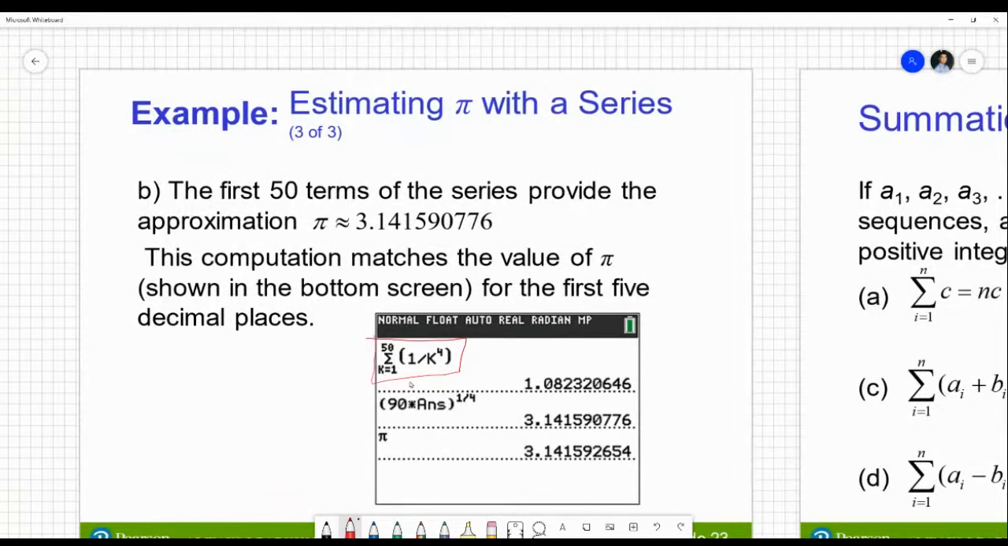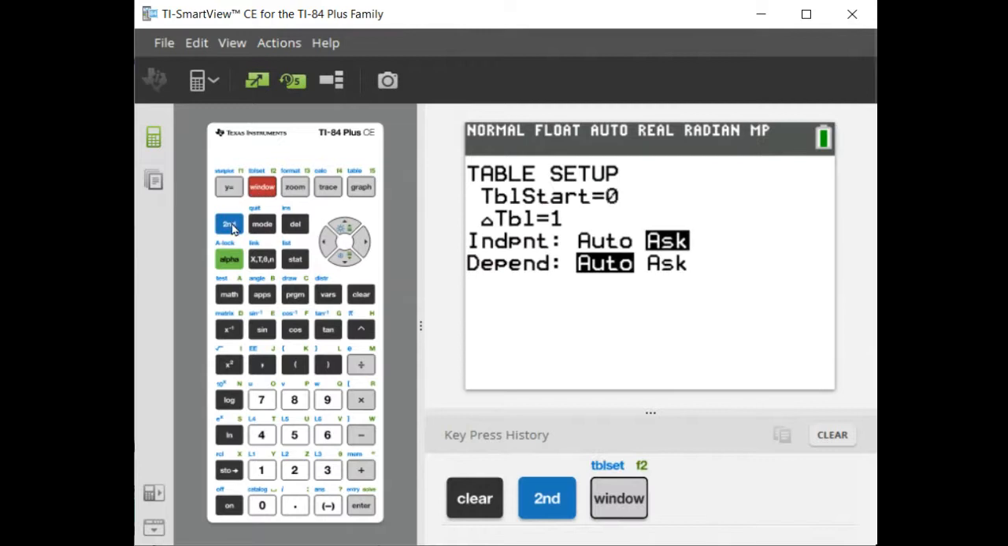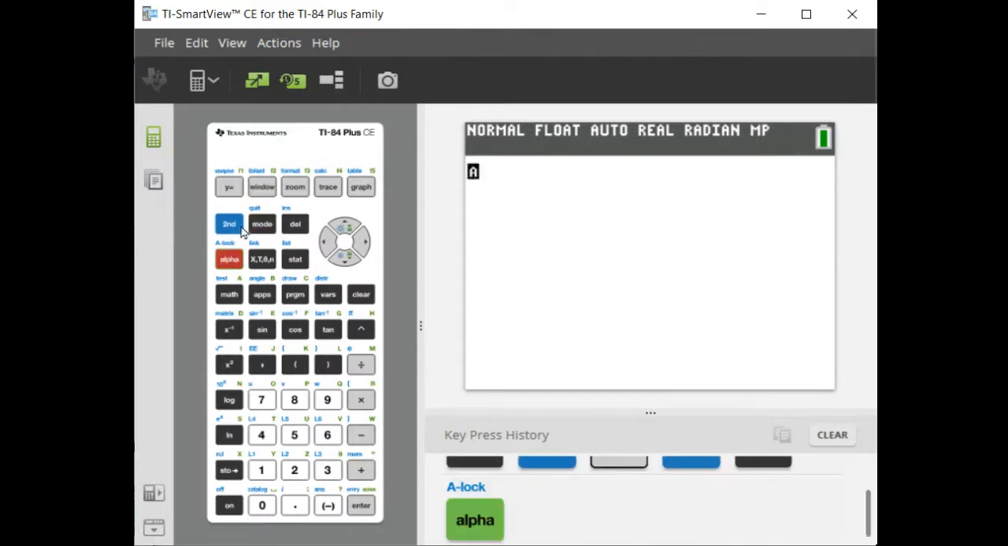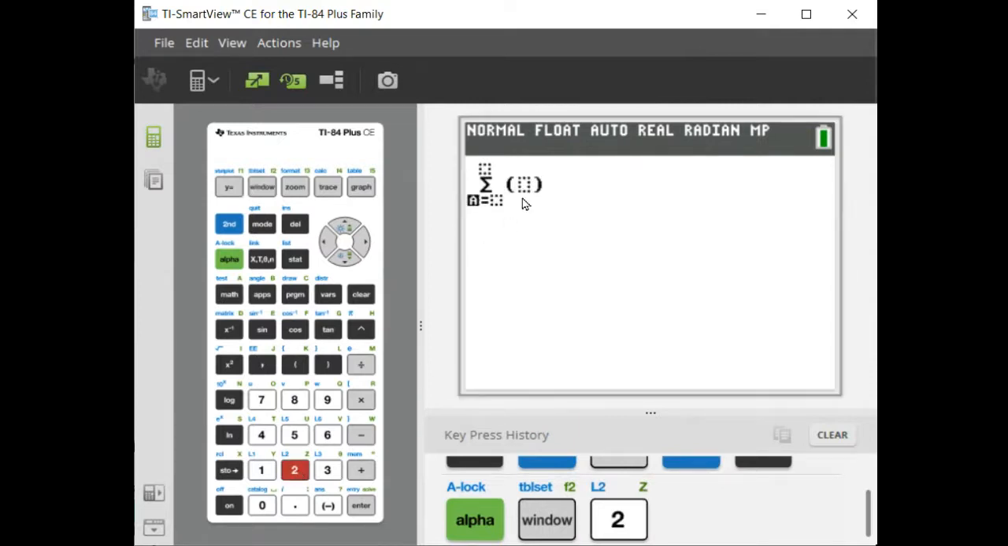Now, if you don't know how to do this using a calculator, I will show you. So let's move to our calculator. Okay, so here we need to pull up the sequence. Now, if you have an updated calculator, it would be here. If you type alpha window, you see the summation right here in the second choice, press 2, and then it will show up here.